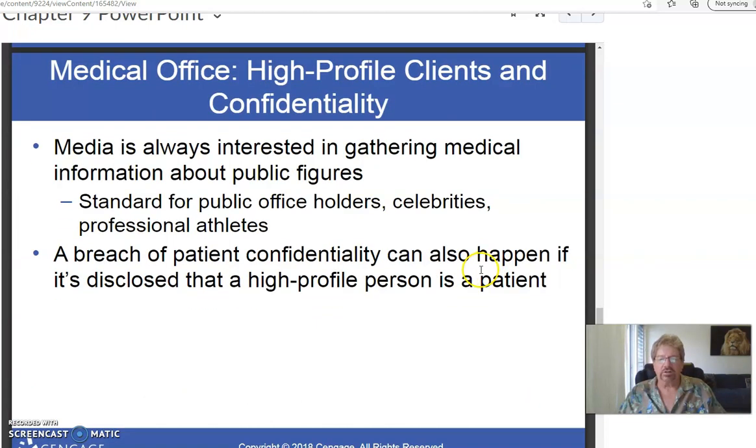High-profile clients and confidentiality. Media is always interested in gathering medical information about public figures, such as public office holders, celebrities, and professional athletes. A breach of patient confidentiality can also happen if it's disclosed that a high-profile person is a patient. Like a plastic surgeon in Beverly Hills, for example, might have a number of entertainment people as clients, and they don't want that out, and they have a right not to have it out, guys, but sometimes it gets out.